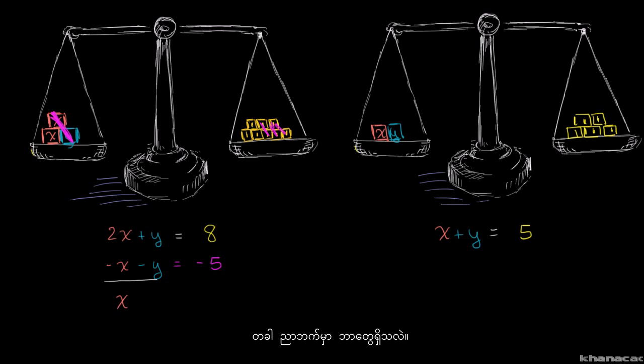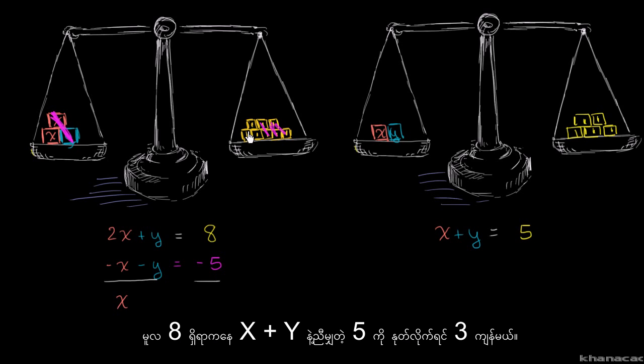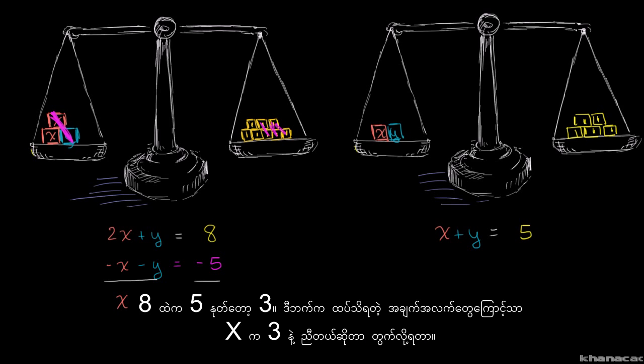And what do we have on the right-hand side? We had 8, and we knew that an x and a y is equal to 5, so we took away 5 to keep the scale balanced. And so 8 minus 5 is equal to 3. And just like that, using this extra information, we were able to figure out that the mass of x is equal to 3.